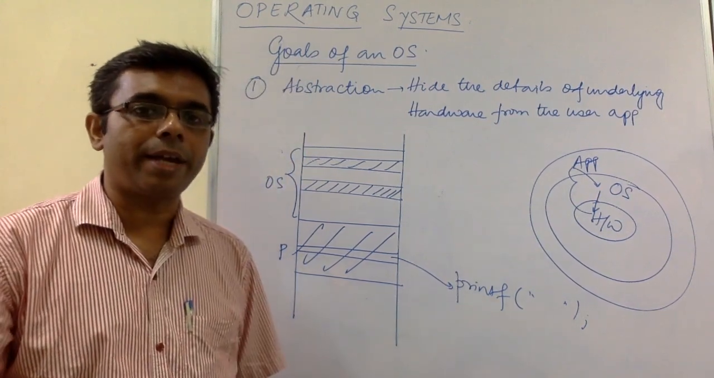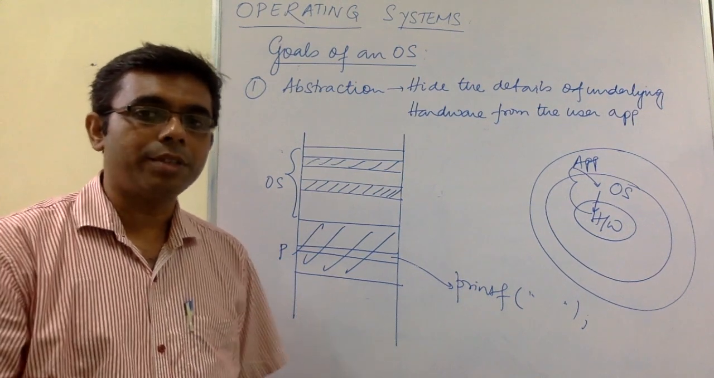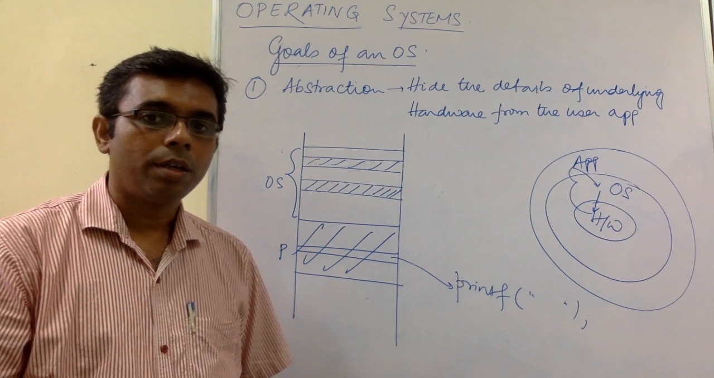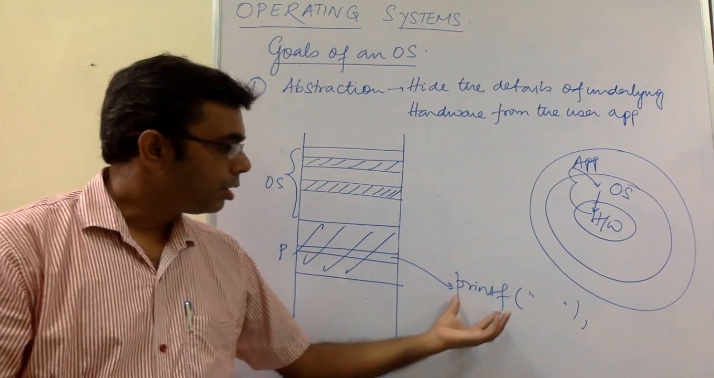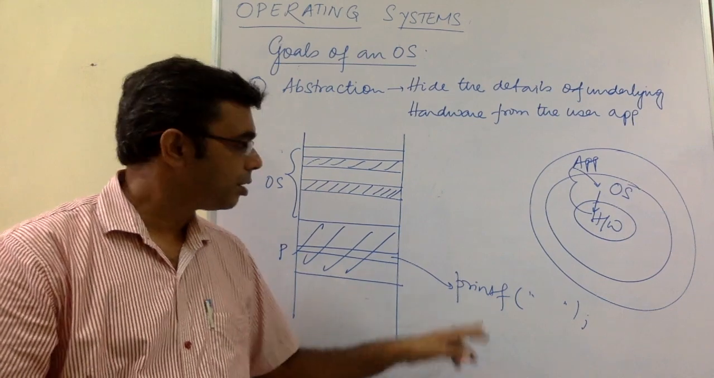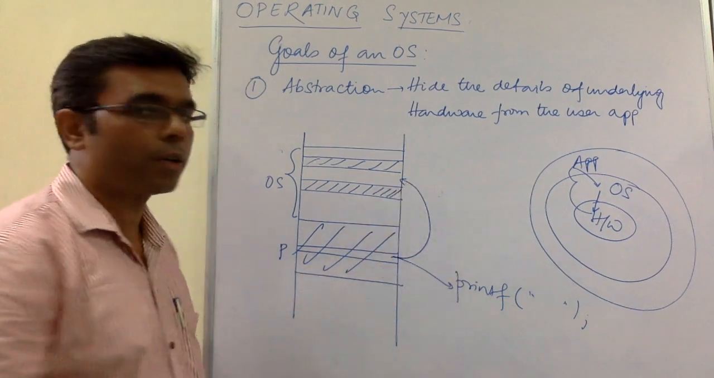It intends to print some characters on some output device. But that output device is not directly accessible to that particular program. So what happens is, the program puts a request to this piece of software called the OS.